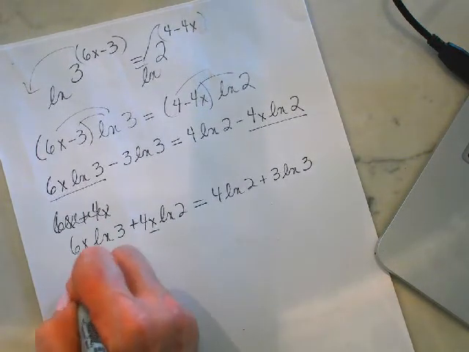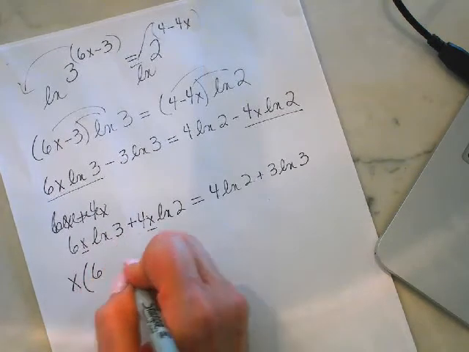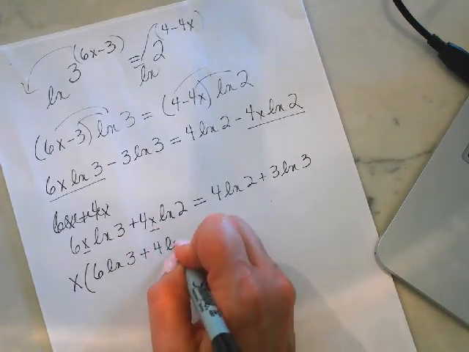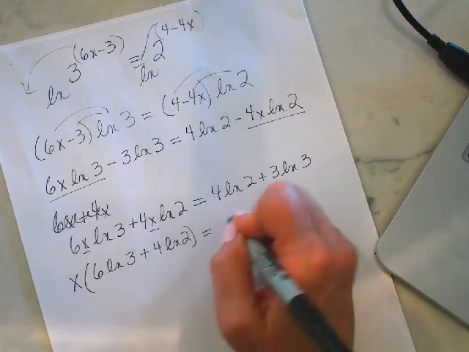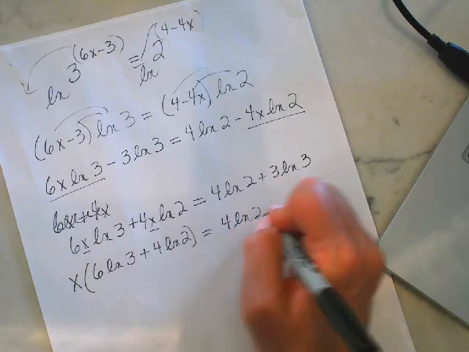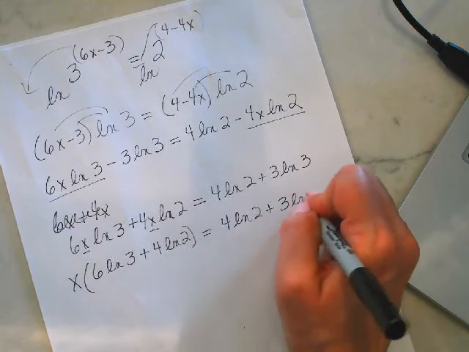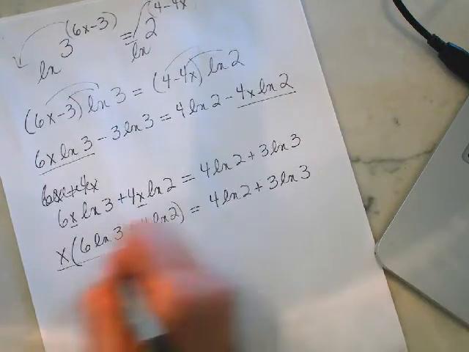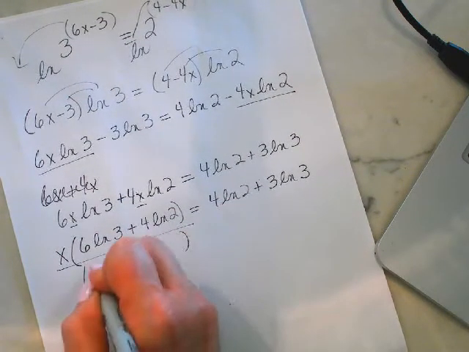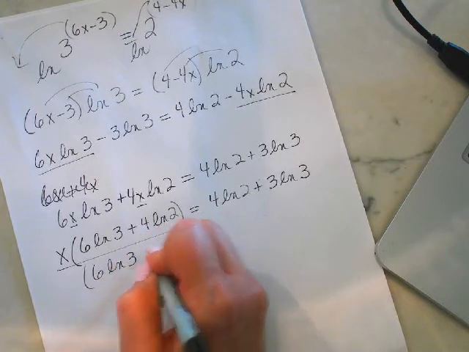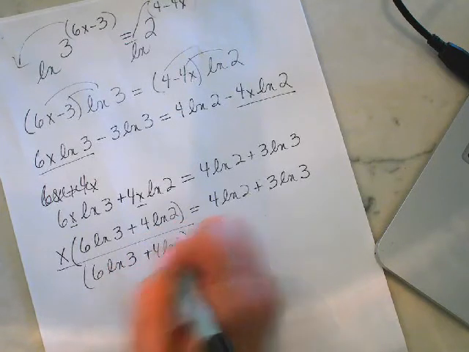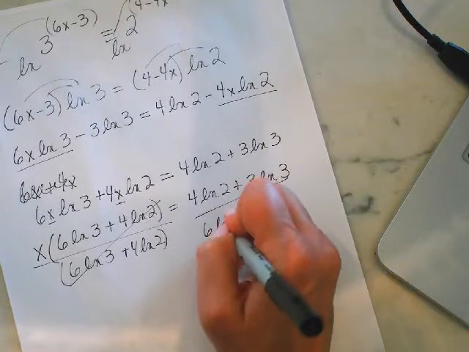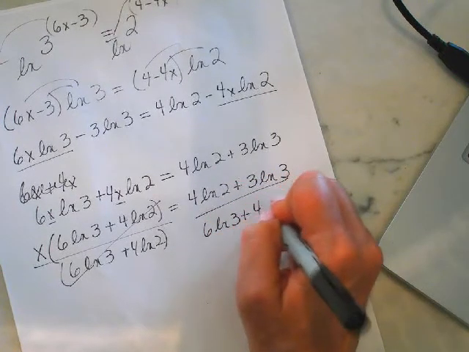Okay, remember, they're not like terms, you're just moving them over. These both have x's, so I'm going to factor out that x, trying to get that x alone. x times (6 ln 3 plus 4 ln 2) equals 4 ln 2 plus 3 ln 3. Probably easier to do this if I wasn't saying it. Try to get that x alone, so I'll divide away this. Divide it on the right side.